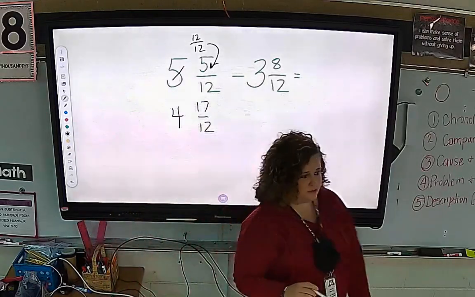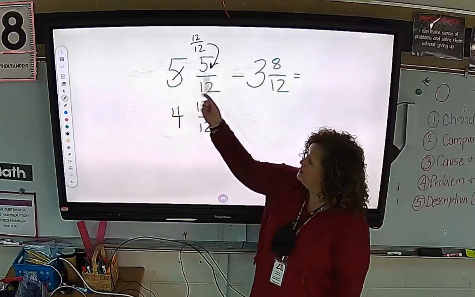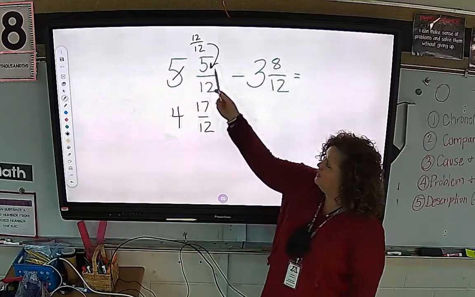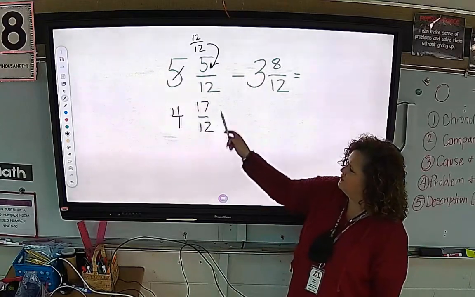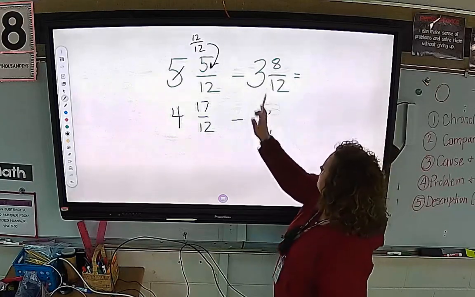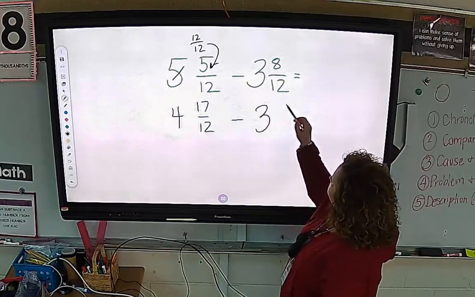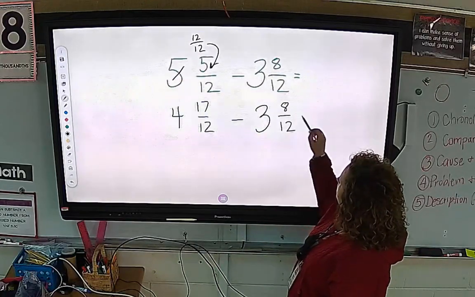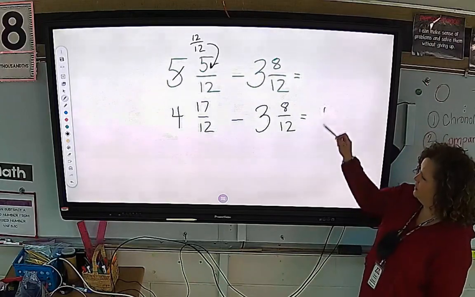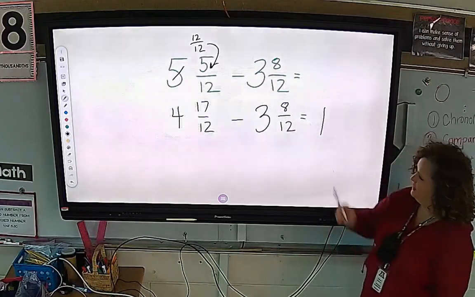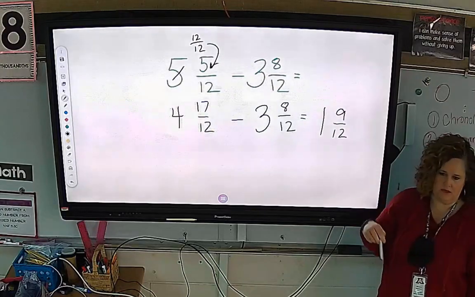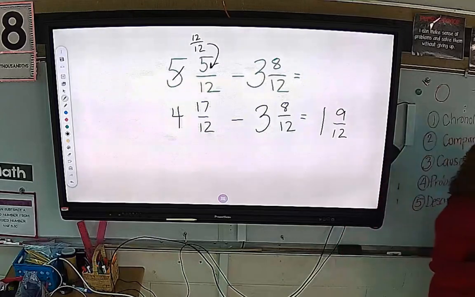Now, I don't know if you realize what I just did. I just changed this guy's name. I took 1 whole and made it into twelfths, and I put it with this, so I'd have all my twelfths. Now, is it easier to subtract? If I write it correctly, it'd be easier. Yeah, 4 take away 3 is 1. 17 twelfths take away 8 twelfths would be, and didn't we just get 1 and 9 twelfths with our number bond a second ago?